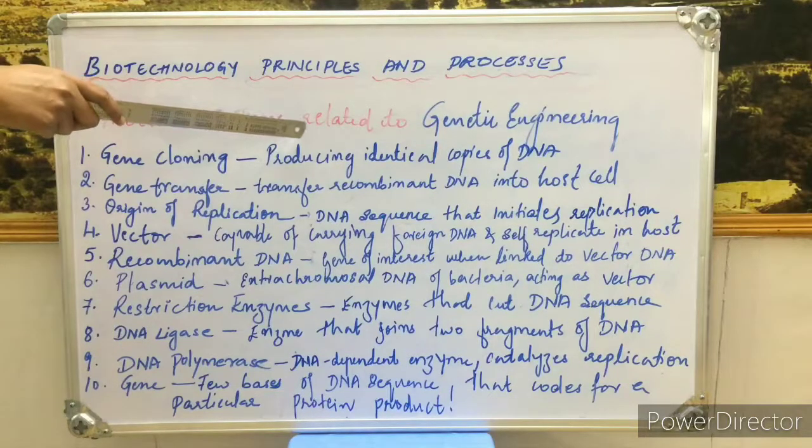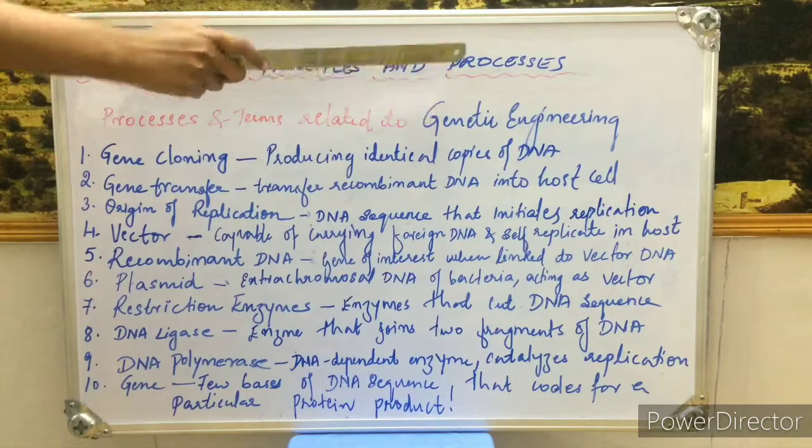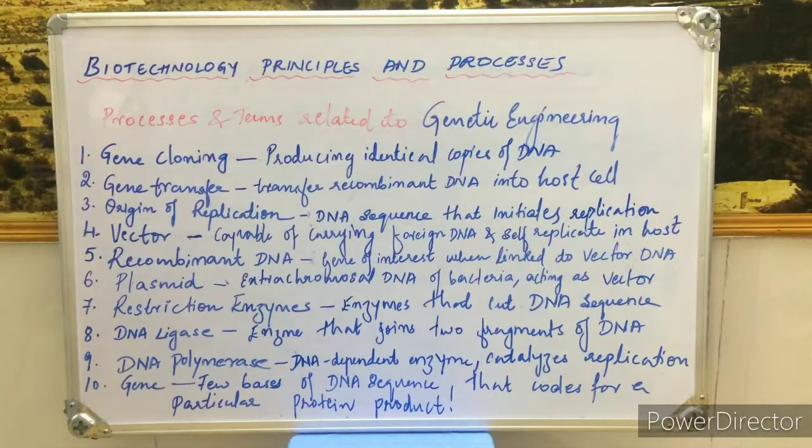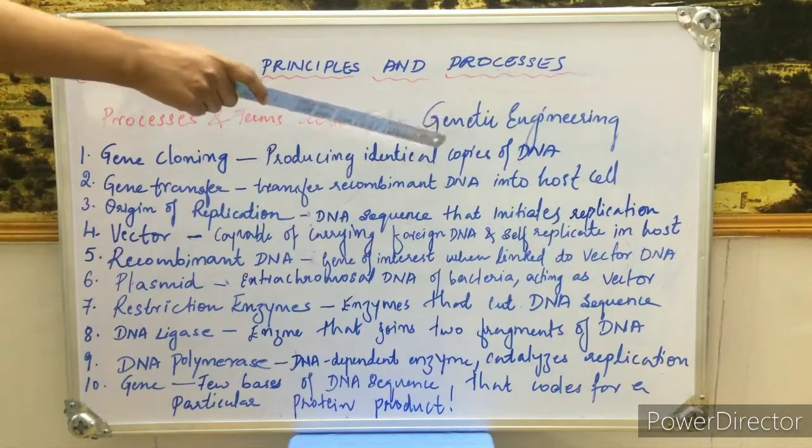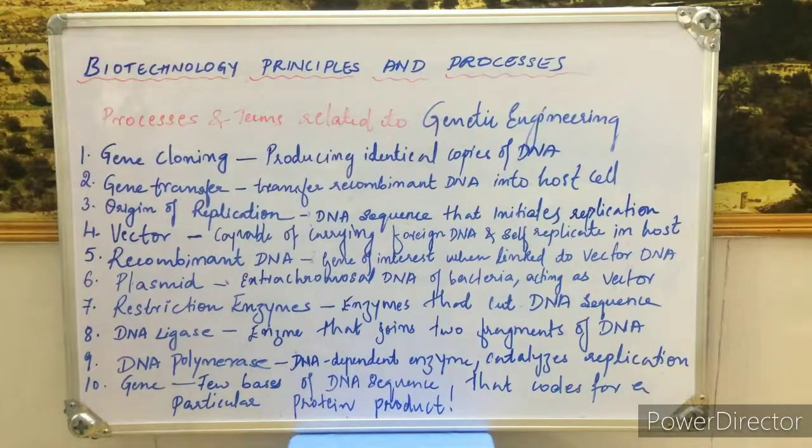So today I will be taking up processes and terms related to genetic engineering. As I have already told, the major principles of biotechnology, or the two techniques on the basis of which biotechnology produces different products, are genetic engineering and maintenance of sterile ambience. Now, for human use, the multiple products that are being produced in large-scale production are because of the technique of genetic engineering. So we are going to deal with the genetic engineering topic.